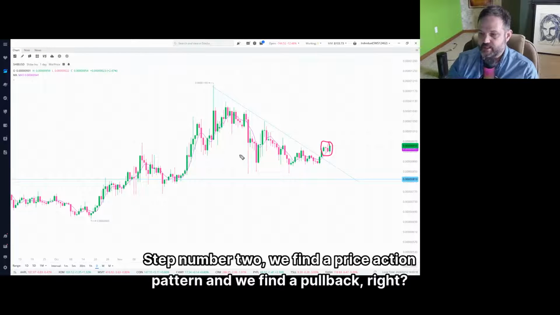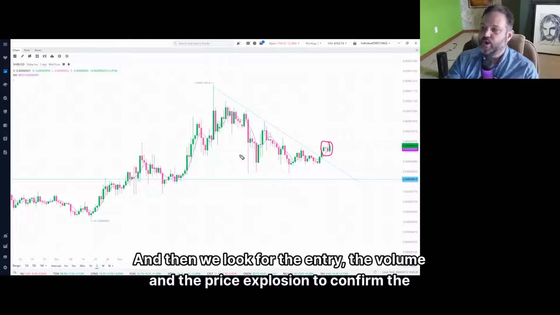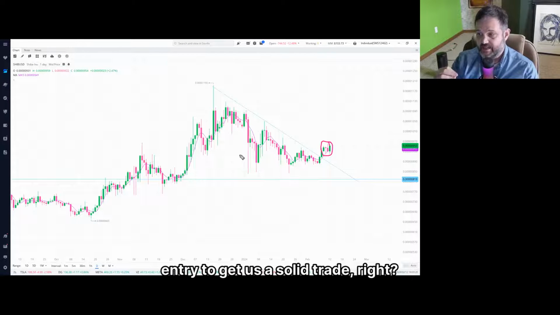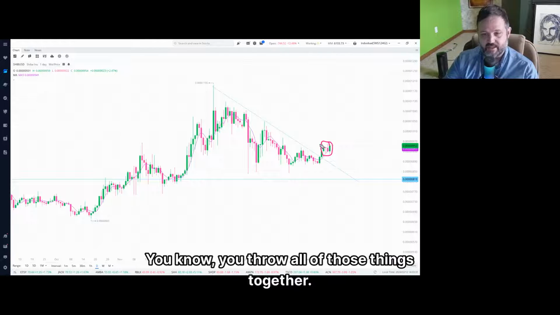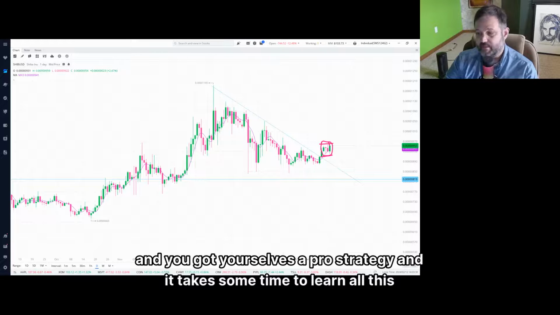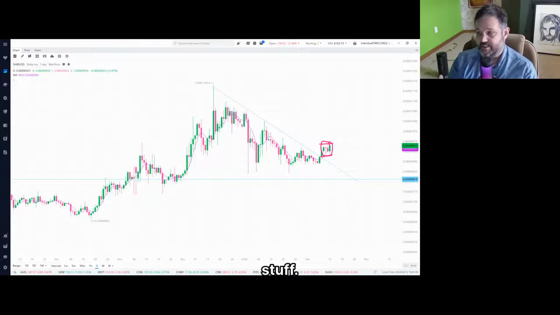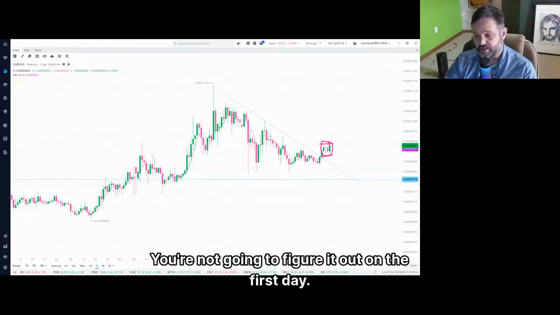So step number 1 is we find a trend. Step number 2, we find a price action pattern and we find a pullback, right? And then we look for the entry, the volume, and the price explosion to confirm the entry to get us a solid trade, right? And then we throw that all together with solid money management. You throw all of those things together and you got yourselves a pro strategy.